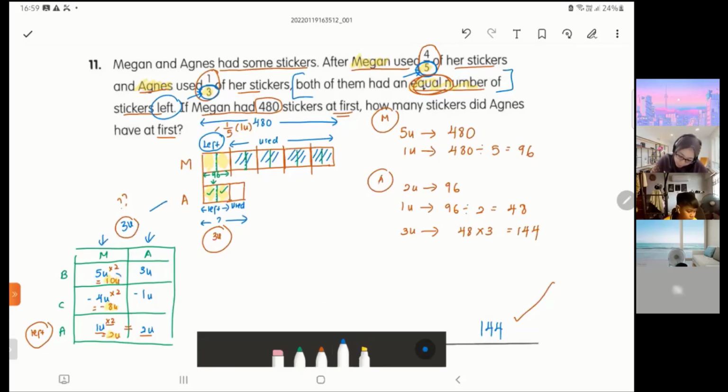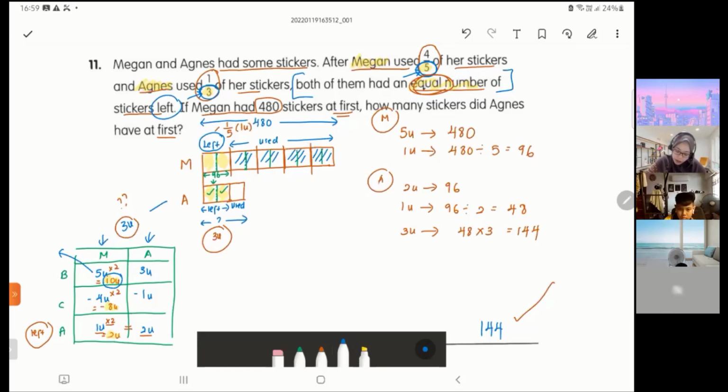Now, we know that Megan has 480 at first, correct? So we can actually just start with that. But the original units is 5, so we use the 5 units. This is the tricky part. You have to use the 5 units to represent 480.